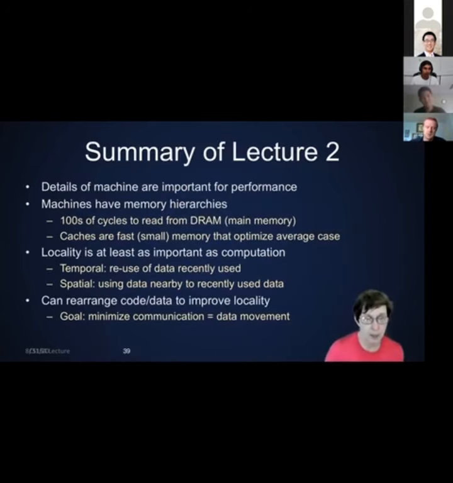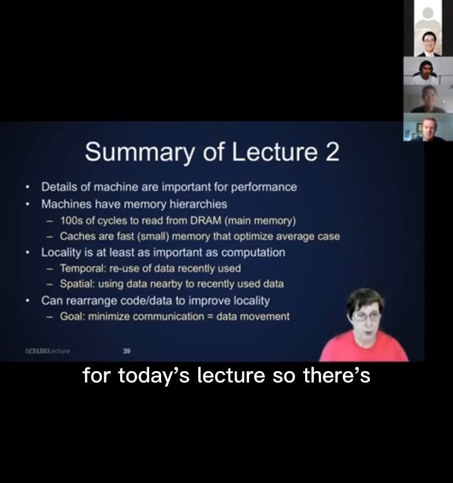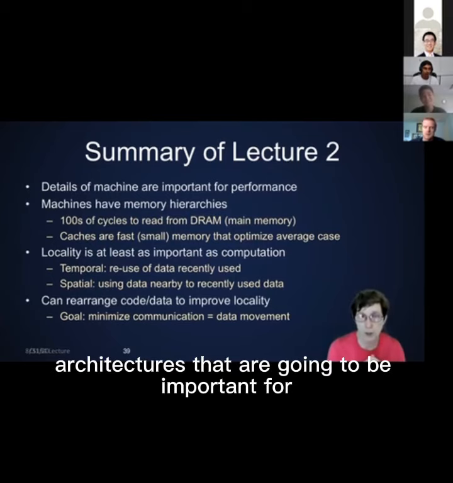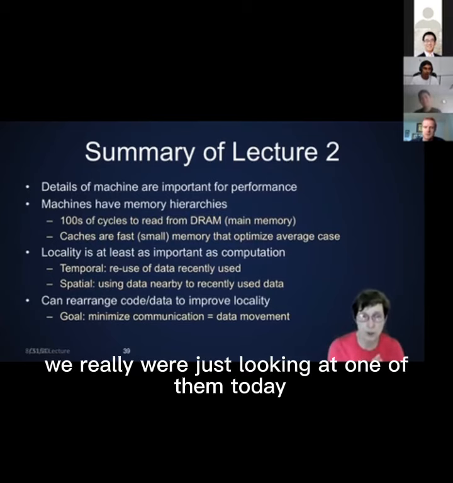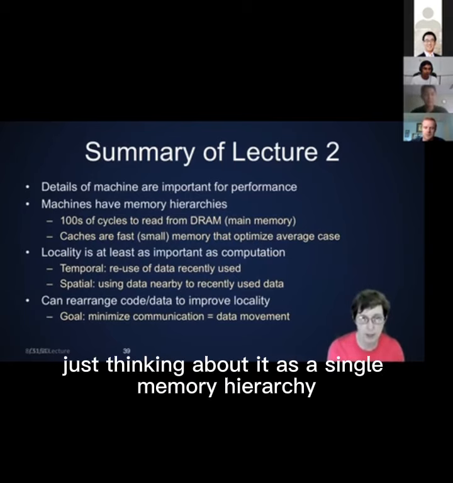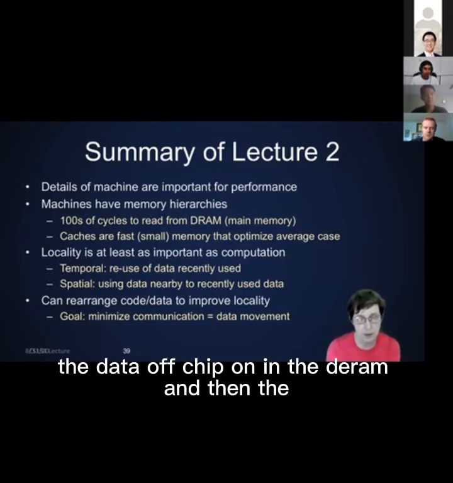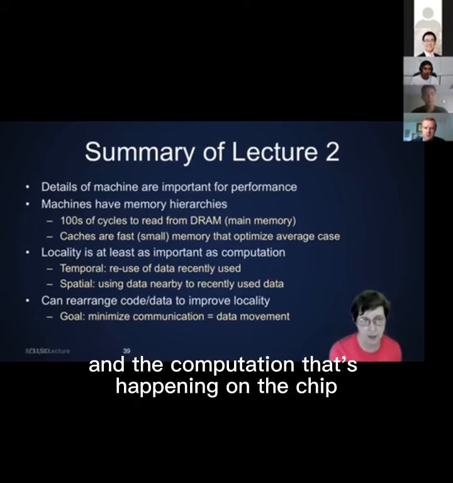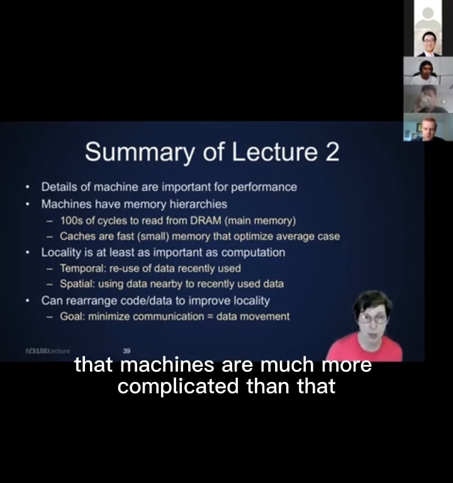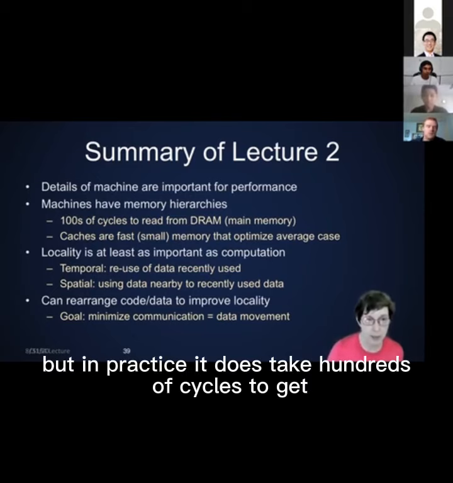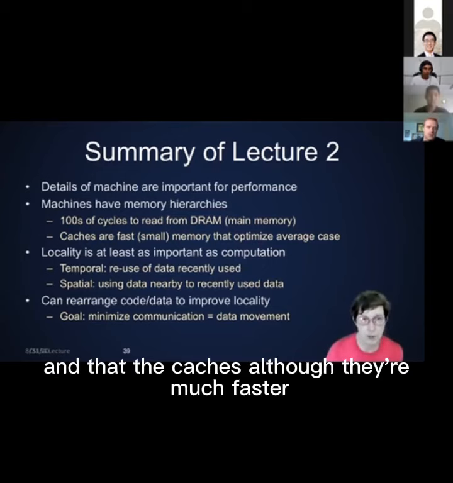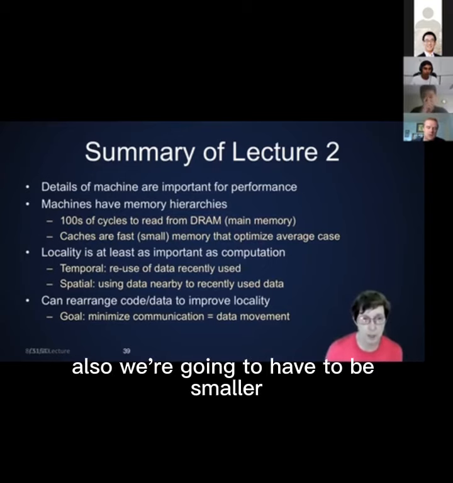So just to wrap up for today's lecture. There are a lot of details of machine architectures and microarchitectures that are going to be important for performance. We really were just looking at one of them today, which is the memory system, and really just thinking about it as a single memory hierarchy. That is the data off chip in the DRAM, and then the computation that's happening on the chip. And of course, we know that machines are much more complicated than that. But in practice, it does take hundreds of cycles to get to the main memory, and the caches, although they're much faster, also are going to have to be smaller.